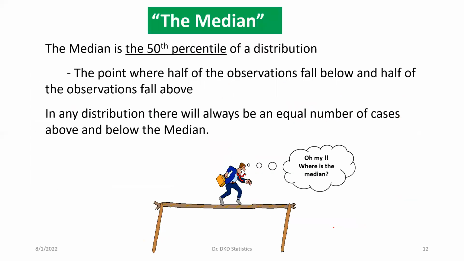Now we'll go to the next point, the median. The median is the 50th percentile of the distribution, or the point where half of the observations fall below and half fall above the midpoint. In any distribution, there will always be an equal number of cases above and below the median. Like balancing, we can find the mid value and balance it. So this is the basic concept of the median.